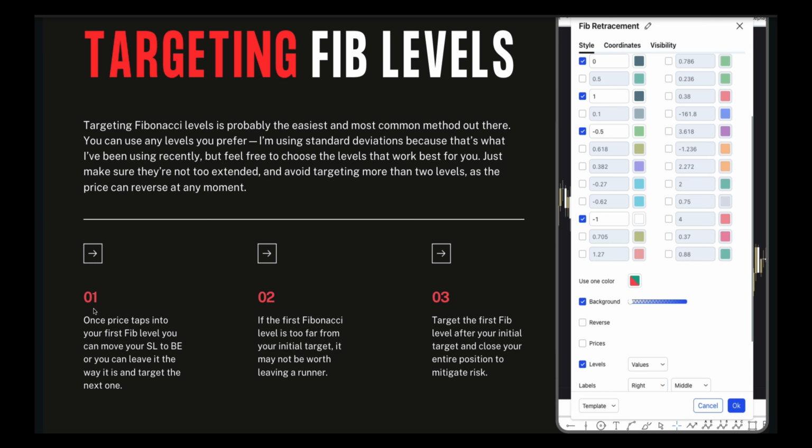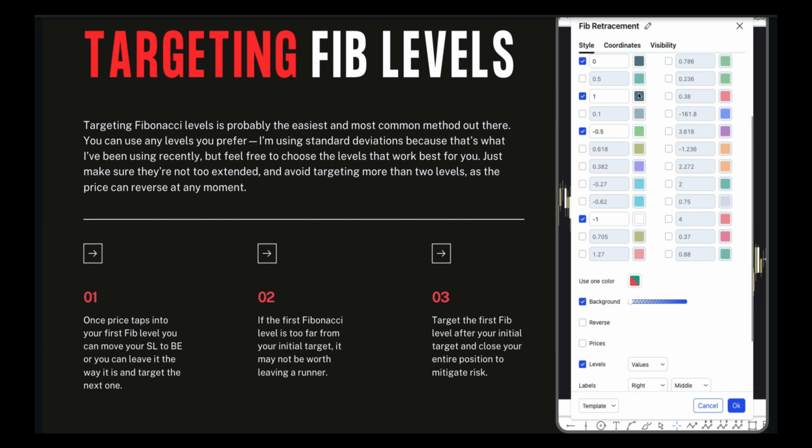So the first thing that you can do is once price taps into your first fib level, you can move your stop loss to break even, or you can leave it the way it is and target the next one. Or if the first Fibonacci level is too far from your initial target, it may not be worth leaving a runner. Target the first fib level after your initial target and close your entire position to mitigate risk. Now that would be the third option.